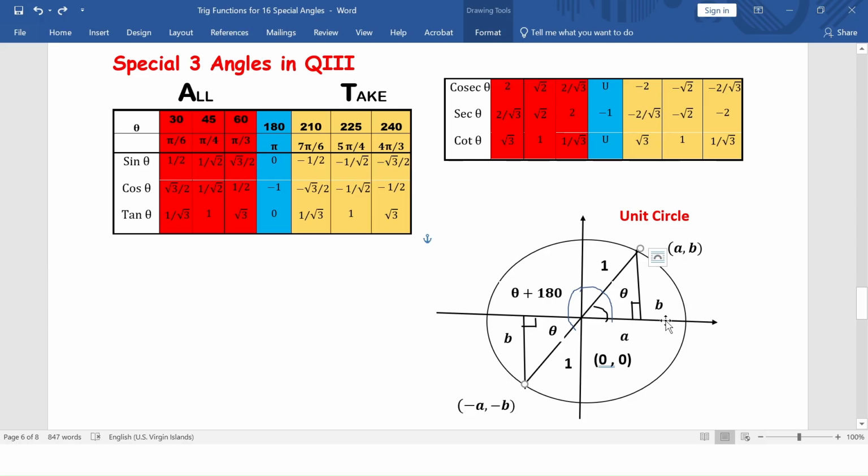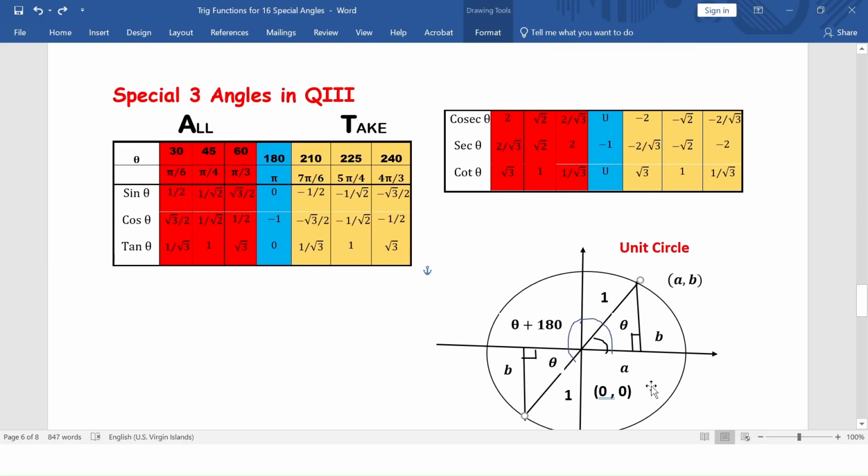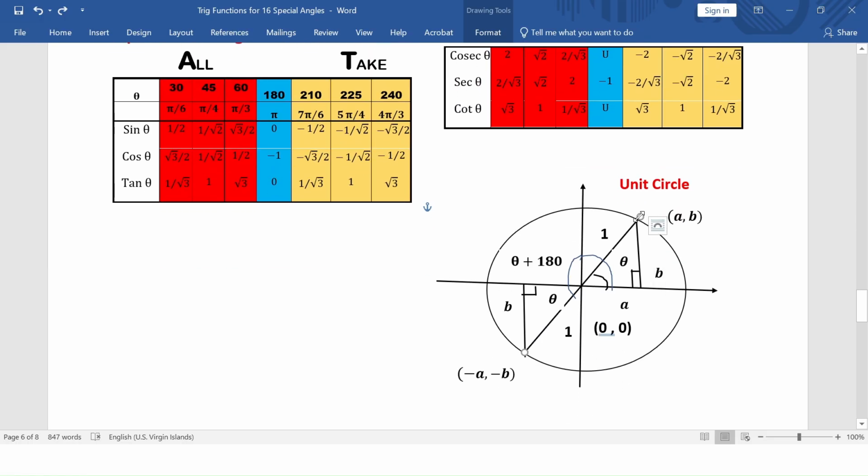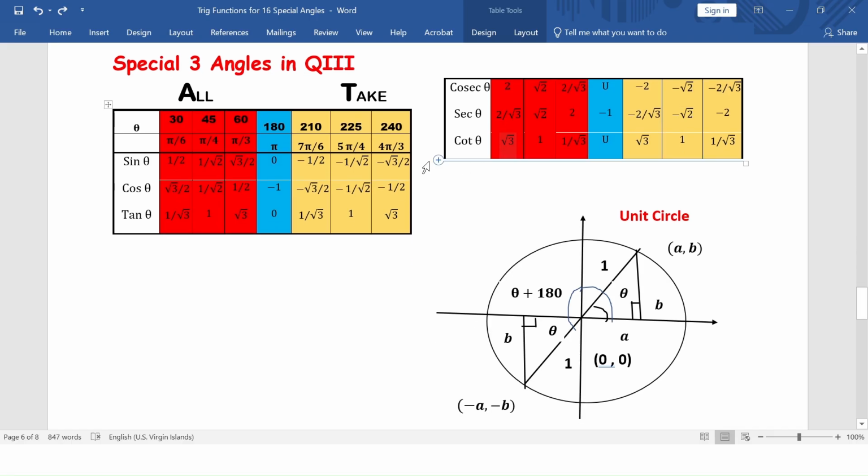So what we are saying here is, when you have an angle here, for example 30 degrees, this principle doesn't work only for this 30 plus 180, it works for all the angles that we can have.